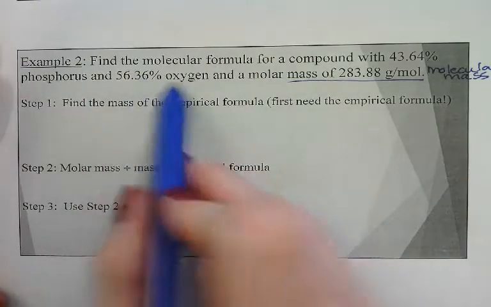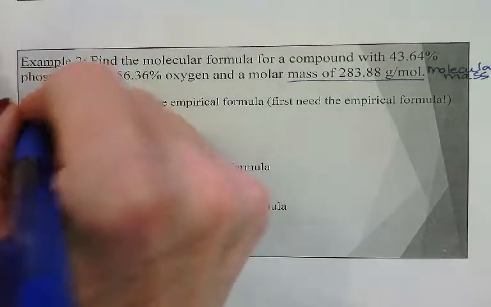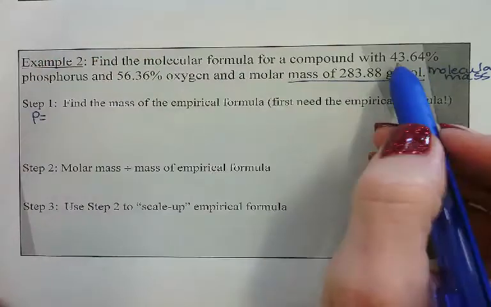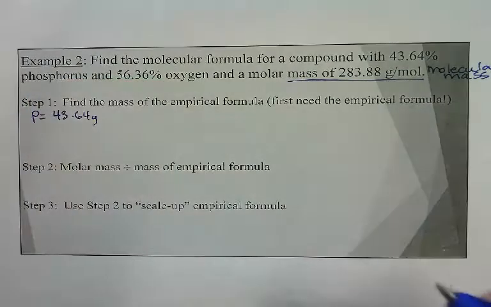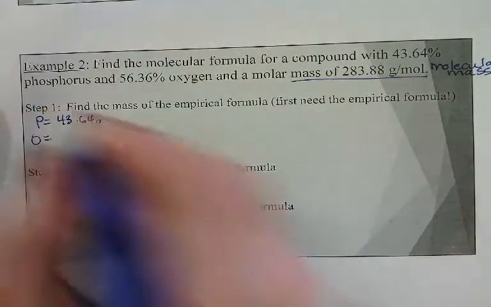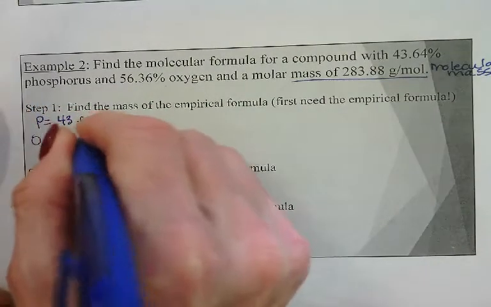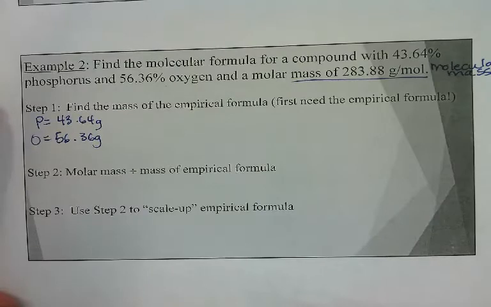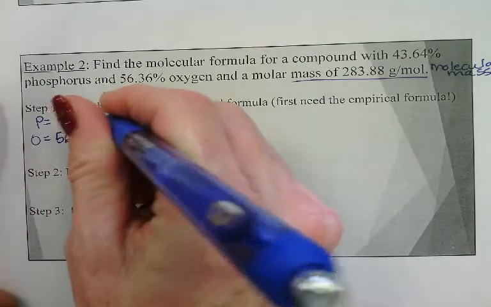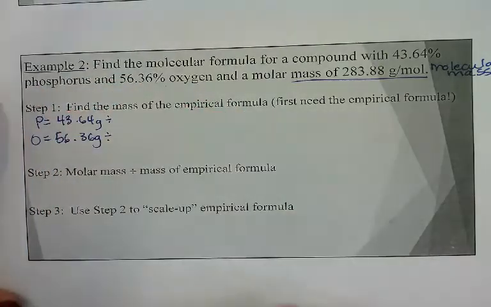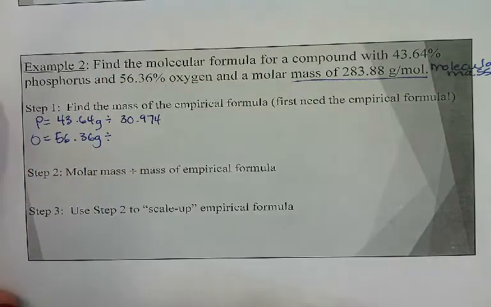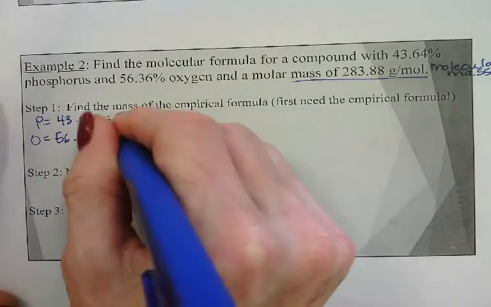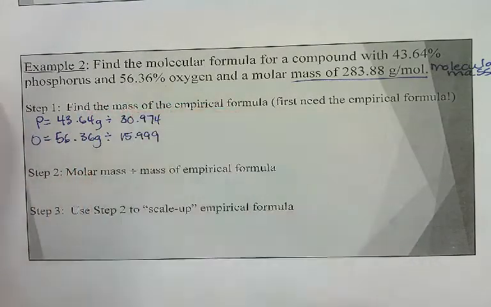First thing we're going to do, we're going to go percent to mass. So phosphorus, 43.64 grams. Oxygen, 56.36 grams. Okay, that's percent to mass. Okay, we're going to go mass to mole. So in order to get the number of moles, I'm going to divide each by its molar mass. The molar mass of phosphorus is 30.974 on your periodic table. Oxygen's molar mass is 15.999 on your periodic table.